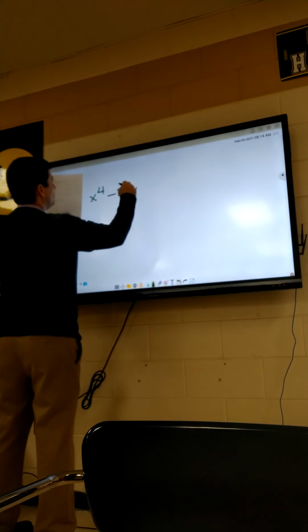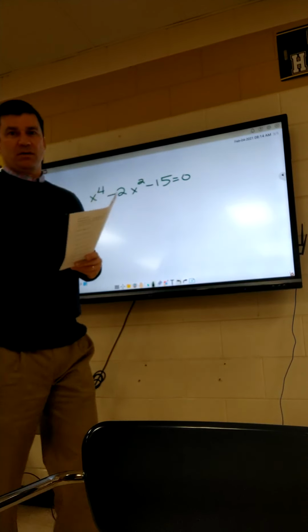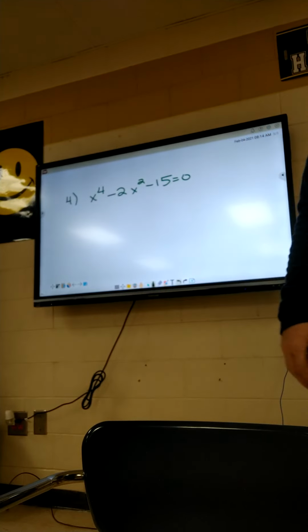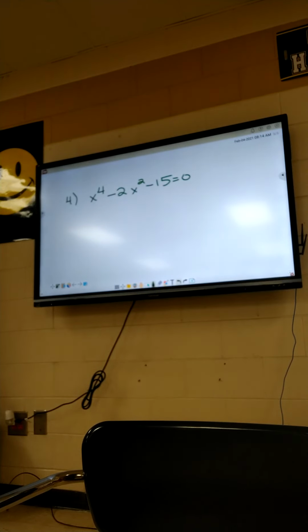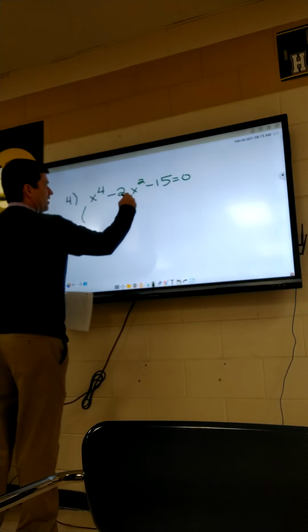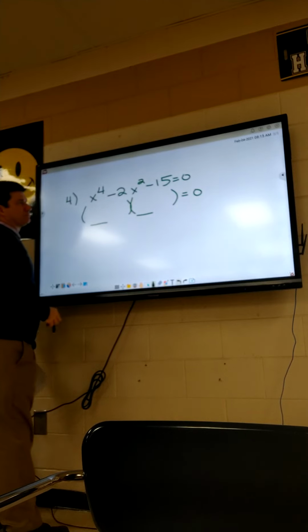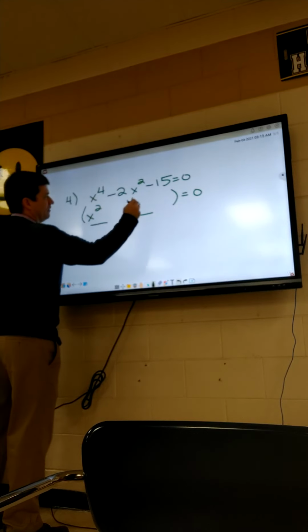x to the 4th minus 2x squared minus 15 equals 0. All right, why did I write minus 15? Why did I move it over? Yeah, you got to move it over to factor. Now, we started doing these either yesterday or the day before. We haven't been doing these very long. What's got to go here and here? X squared. X squared. Good.